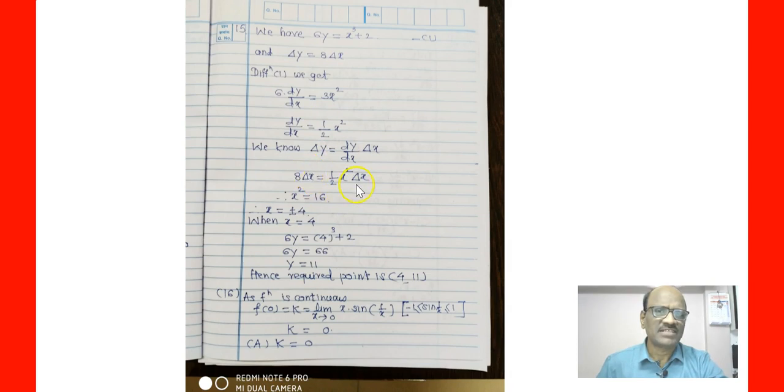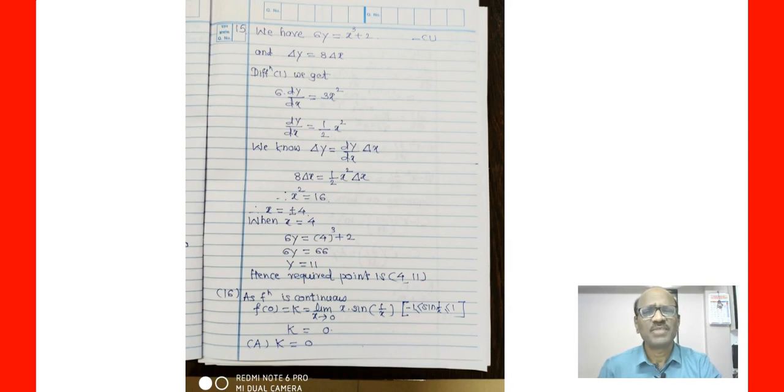Now delta x can cancel, then you will get x square is equal to 16. X is equal to plus or minus 4. When x is equal to 4, you take the plus, and 6y is equal to 4 cube plus 2, that is 6y is equal to 66, and y is equal to 11. Hence the required point is (4, 11). Again there is one more trick to solve these examples: whatever points A, B, C, D are given, substitute these values and take the answer.